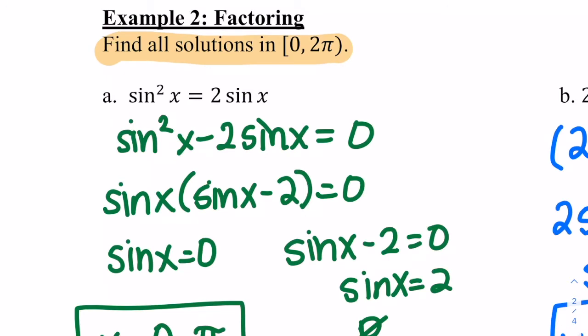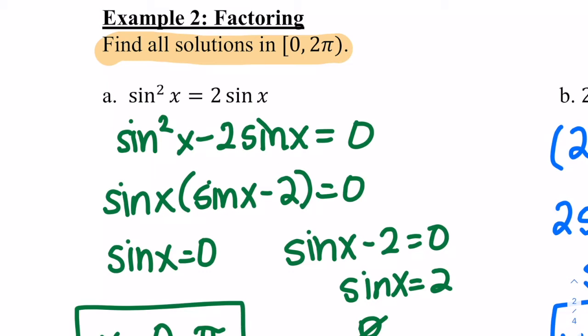Okay, let's consider the first problem. So here we have sine of x squared equals 2 sine of x. We have to make sure we get all of the sine of x's, all the trig functions, to one side. And then we can factor out a sine of x and then solve. So sine of x equals 0 when x equals 0 and pi.